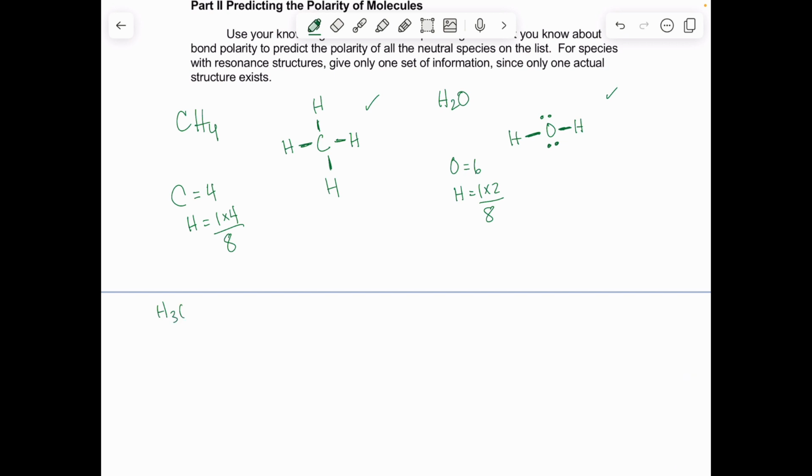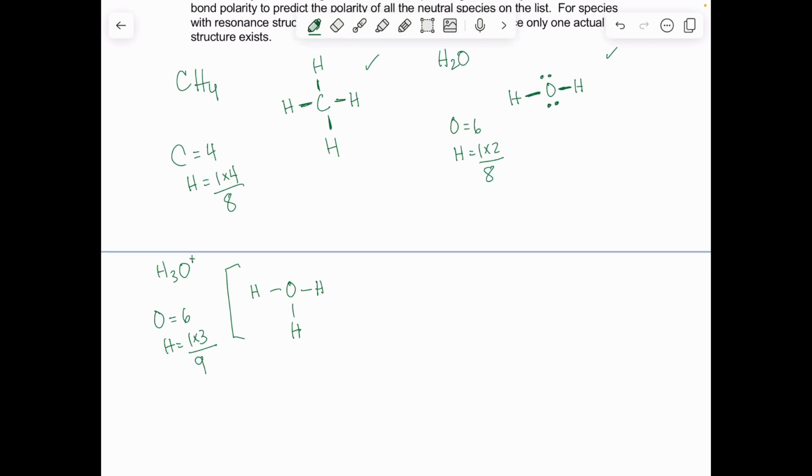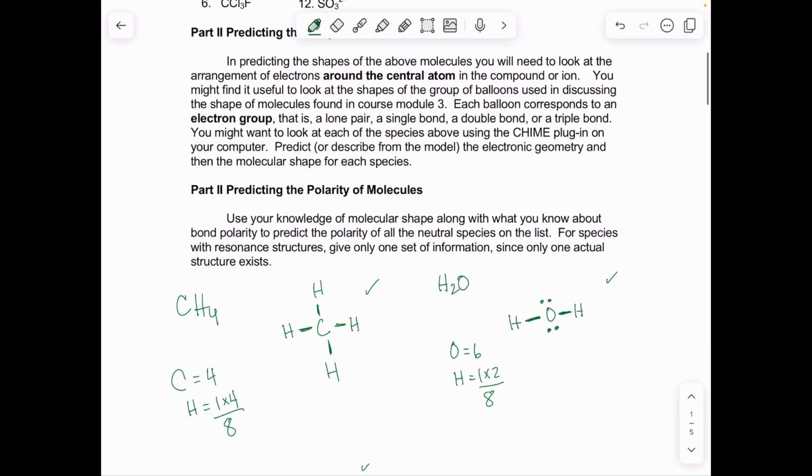H3O plus. That has the oxygen in the center with 3 hydrogens. Oxygen has 6. Each hydrogen has 1. That makes 9, but with the plus charge, we really should put brackets in a plus charge. The plus charge means it's missing an electron for 8. 2, 4, 6, 8. There's the Lewis structure for H3O plus.